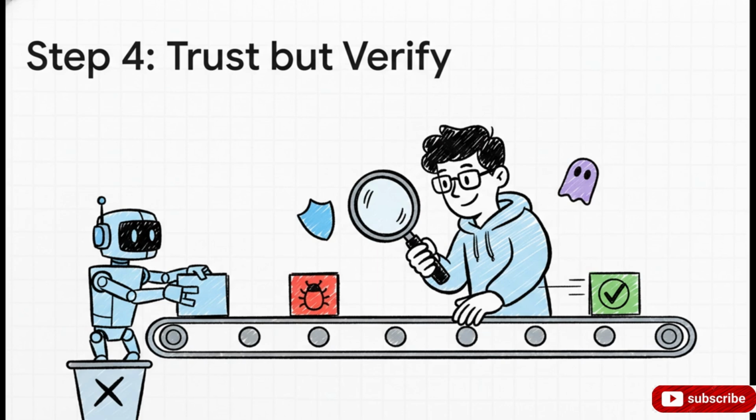Always, and I mean always, review the output. You have to treat every single piece of AI-generated code like a draft from a source you don't know. It has to be reviewed with the same rigor you'd apply to any code, especially for things like security, authentication, or data handling. The human is always the final quality gate.